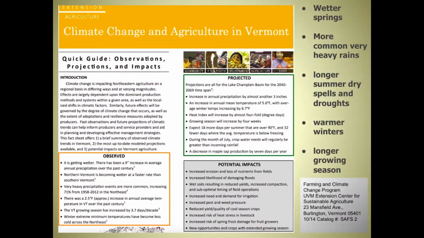On the top right in bullet points is a summary of what we've seen and what we can expect: wetter springs, more common very heavy rains, longer summer dry spells and droughts. I know farmers that are watering in September when they've never watered in September before. More farmers are having to invest in irrigation equipment to manage the extremes of hydration and drought. And that's a big cost, and those things are often plastic, which is also another concern for us.